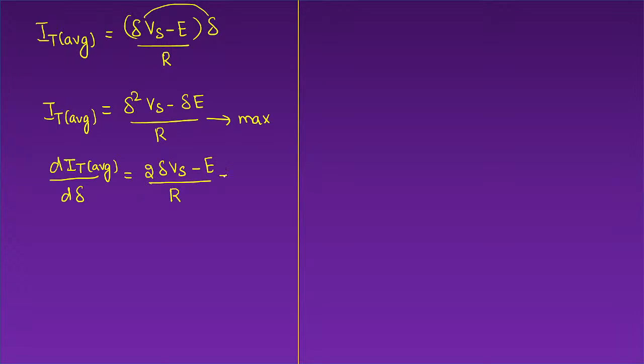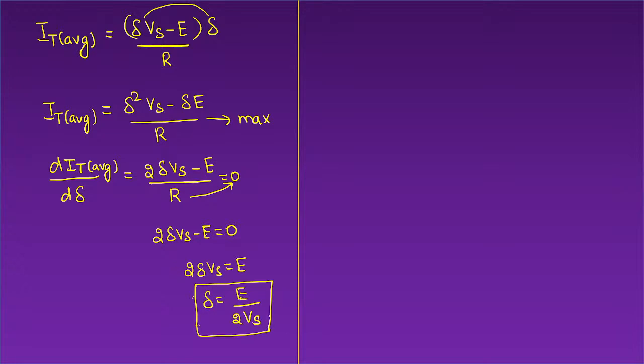After differentiating the expression, I told you to equate it to 0 to obtain the desirable condition. So if I reduce it further, 2 times delta into Vs minus E equal to 0, or 2 times delta into Vs equal to E, or the value of delta equal to E upon 2 times Vs. If I pass this R to the right side, it will become 0, that's why I am not considering that effect. So the value of delta will become E upon 2 Vs. That is the point where our thyristor will achieve its maximum value of the current. I hope you all got it.